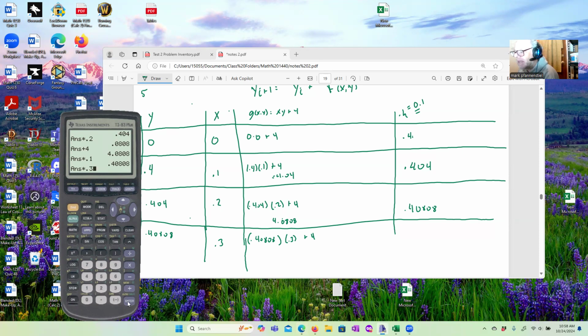Okay, times 0.3 equals, add 4 to this whole thing, so plus 4. Okay, and then we're going to also multiply it by 0.1. It's just going to move the decimal place, but 0.412242. Okay, we'll keep going with that.